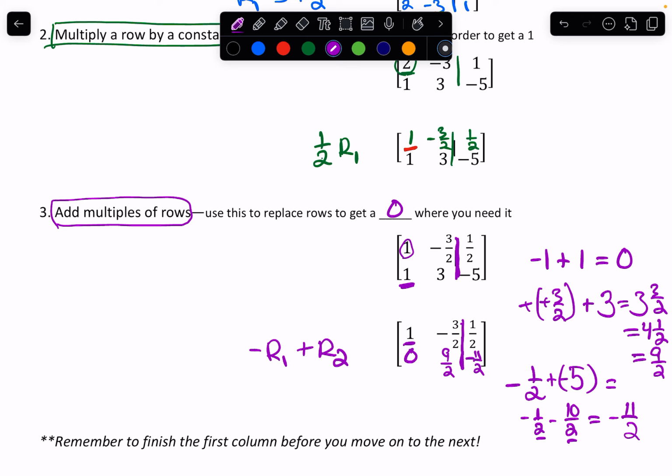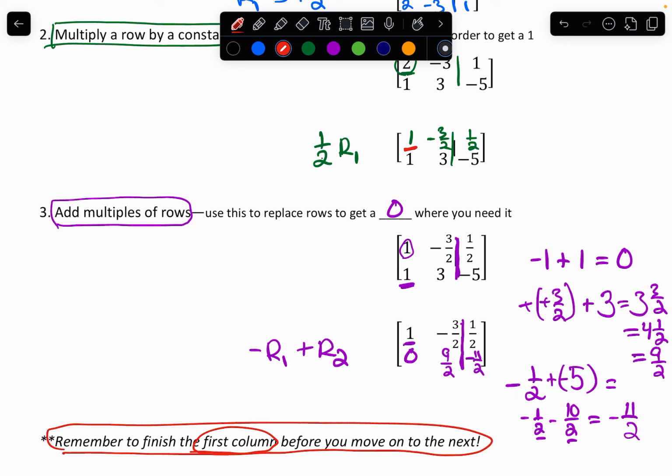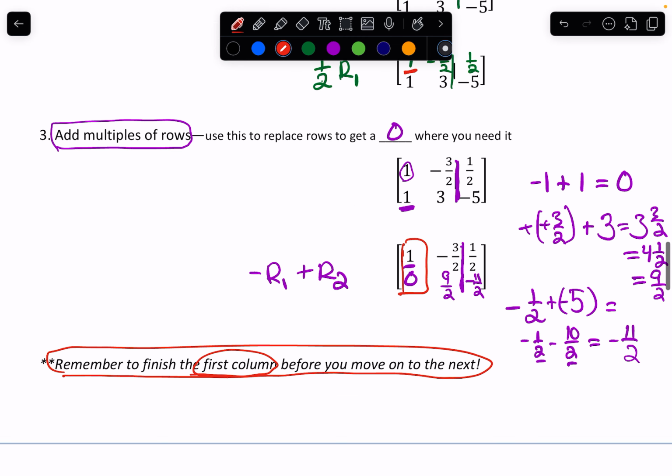Okay, so a note, remember to finish the first column before you move on to the next. Our goal was to have 1 and 0 in the first column. We are done now with the first column. So now what we would do is continue with the matrix that we've got here.